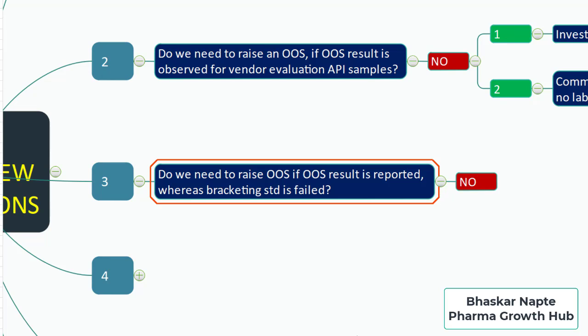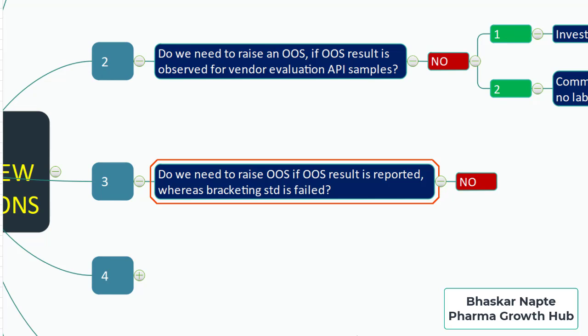look at your system suitability requirement. Your system suitability requirement says that your initial standard must meet a certain percent RSD, tailing factor, theoretical plate count or resolution, and then you have injected the bracketing standard. Another criterion is that your bracketing standard also must meet the system suitability criteria. But in this case, your bracketing standard is not within the system suitability requirement.